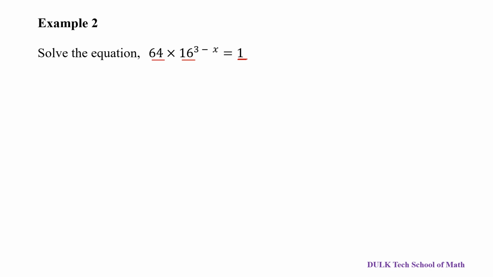The choice is ours. So let's use 4. We can express 64 as 4 to the power 3. We can also express 16 as 4 to the power 2, like this. Now, the left-hand side is in terms of 4 as the base. On the right-hand side, 1 is the same as 4 to the power 0. Right, let's now use the laws of indices to simplify the left-hand side.